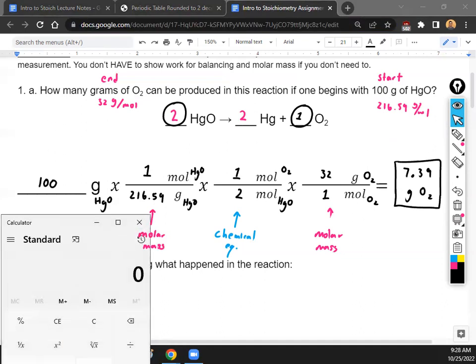Yeah. So let me go through the calculation part. You start with 100. So we plug in 100 on the calculator. On the first fraction, we can ignore the 1 because 100 times 1 is 100. So we divide by 216.59 because it's on the bottom. If you go to the next fraction, there's a 2 on the bottom. So we got to divide that by 2 again. And then on the last fraction, there's a 32 on the top. So we multiply by 32. And that's how we get 7.39. If you put 7.38, 7.4, anything around there is fine.